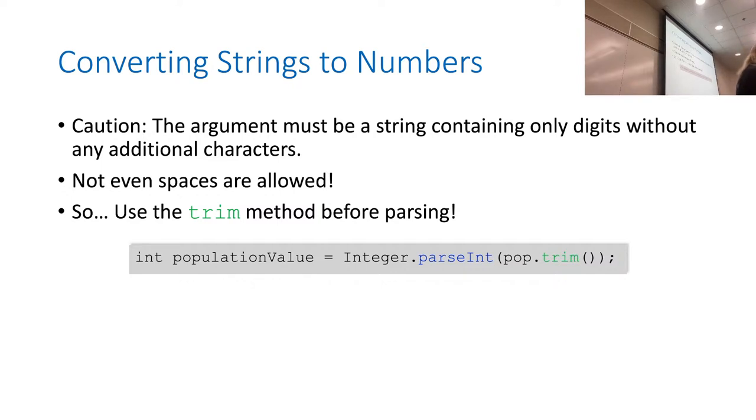If we have a string that has a letter in it accidentally and we pass it to parseInt, well, it's gonna crash our program. More than crash our program, it's gonna throw an exception. So how do we safely parse numbers from strings?